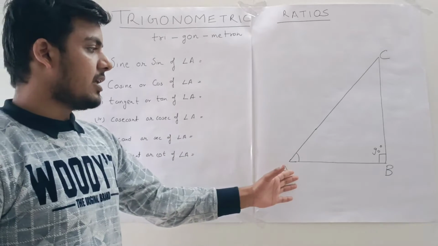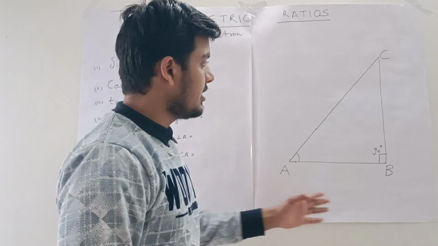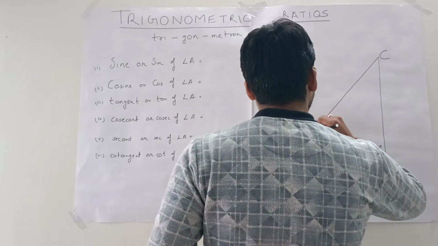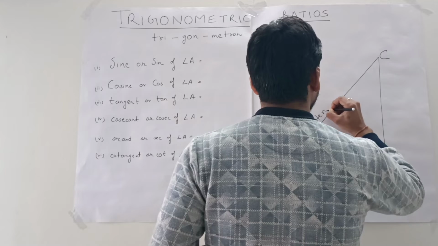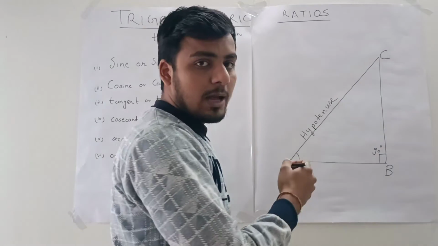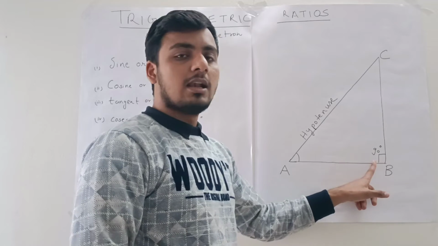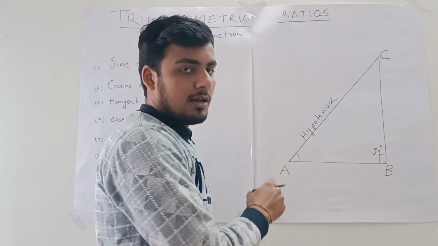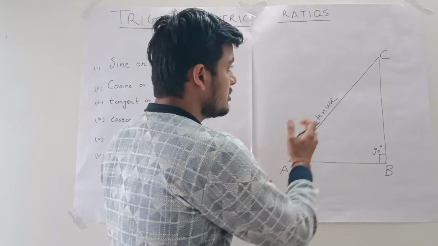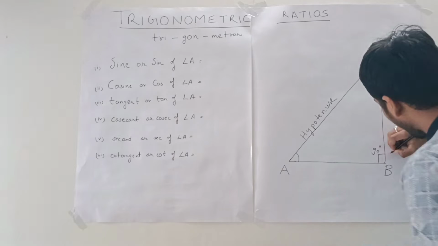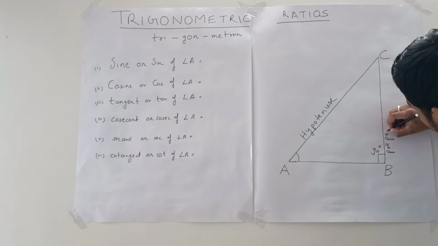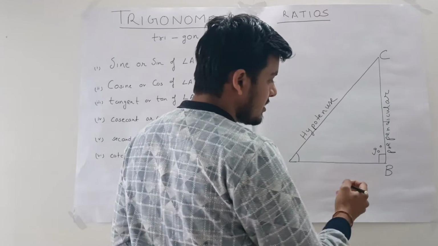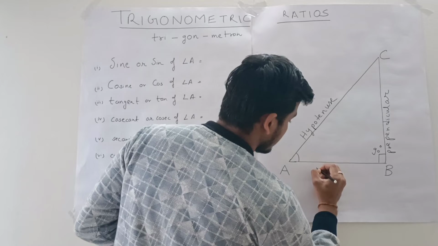So what is sine of angle A? First we define that in triangle ABC the longest side is the hypotenuse, as you know. The longest side is the hypotenuse, or the side opposite to the largest angle, which is 90 degrees. And the side opposite to the taken angle, we take the angle A, and the side opposite to that, which is BC, is called perpendicular. And the remaining side, the side with the angle A, is called base.